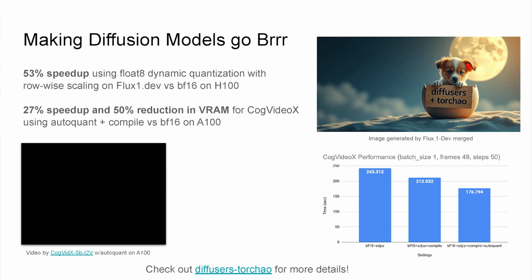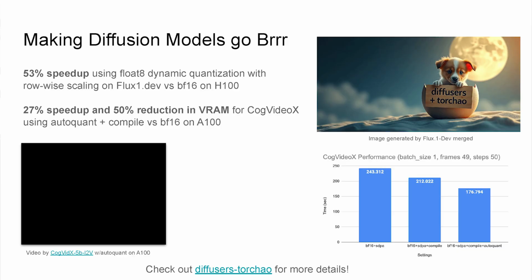Quantization works great, not just for LLMs, but it's also great for diffusion models. For some reason, my video is not playing, but it's a cute video of a little baby astronaut hatching out of an egg on the moon. All right, so for diffusion models, we saw a 53% speedup with float8 quantization on H100s. This was generated by the Flux1 dev model.